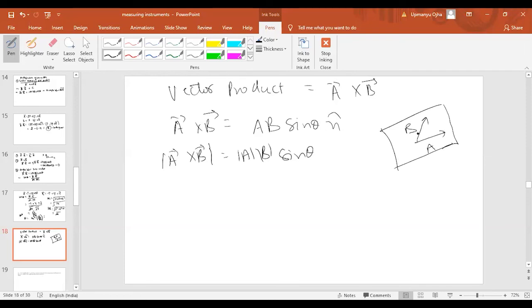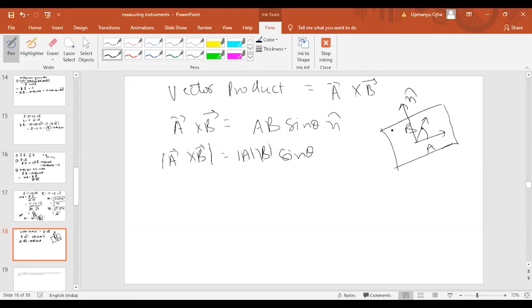the right hand thumb rule. If you place the hand on the vector a and curl the fingers towards the b, the thumb will show the direction upward. So this direction will give you the vector direction n cap. Okay, fine. That is how we find the direction of the vector product. One thing is that the direction will always be perpendicular to the plane in which the two vectors are given to us.